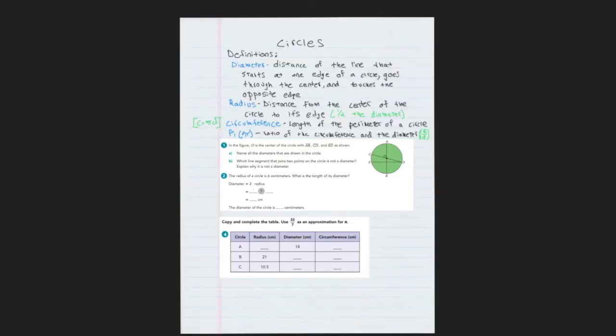Mathematicians. Today we're going to go over circles and just some brief definitions before we get started.